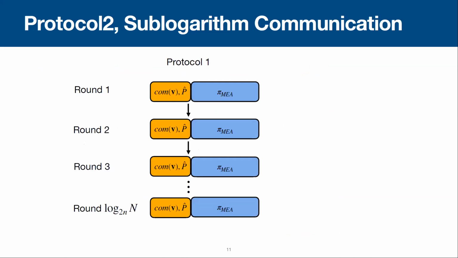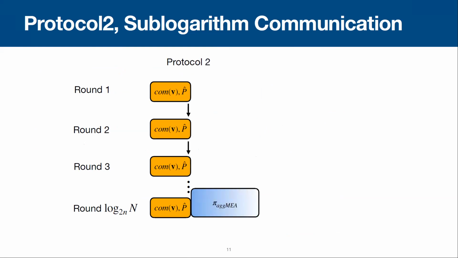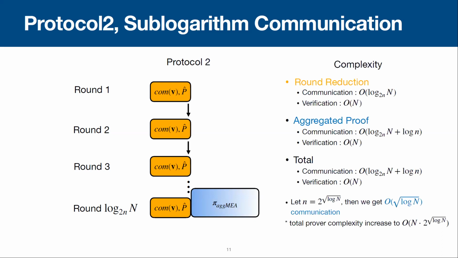This is a diagram for protocols 1 and 2. In protocol 1, after the commit and proof approach, the prover sends a commitment and the updated instance P hat and pi for each round. After the aggregation technique, the prover sends a commitment and P hat for each round, and in the last round, the prover sends an aggregate proof. And the complexity is this.